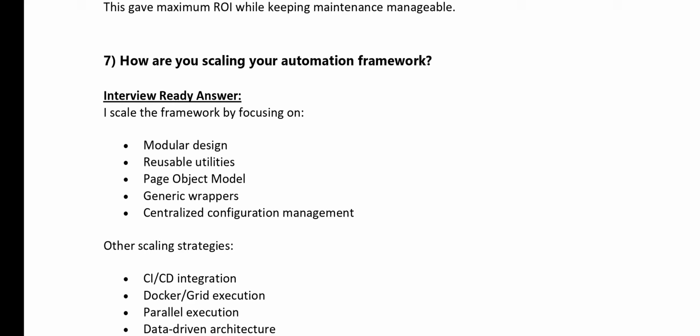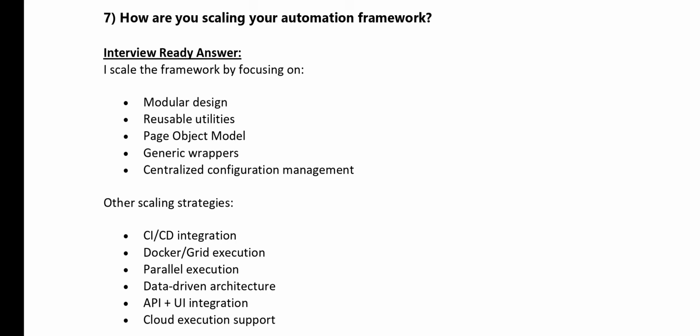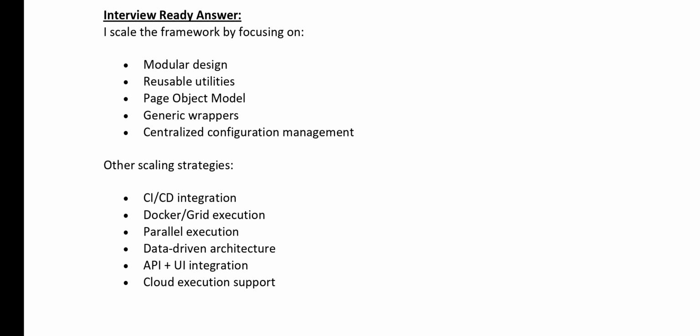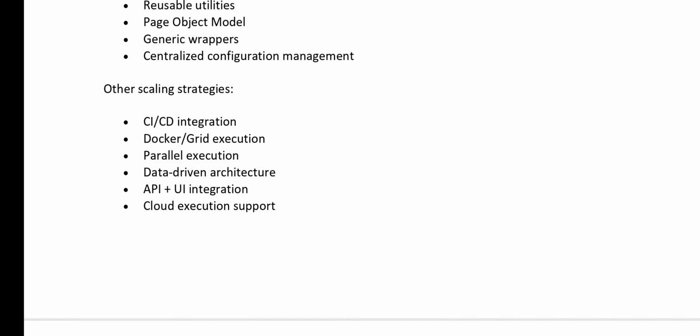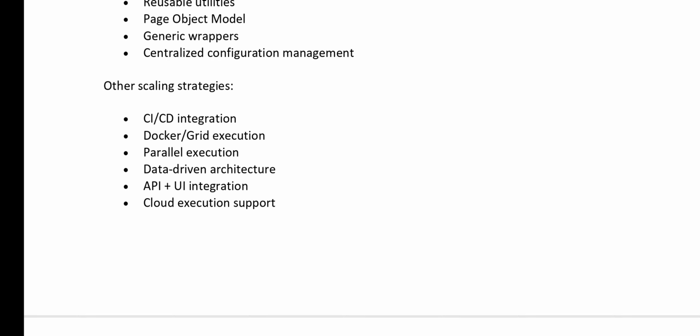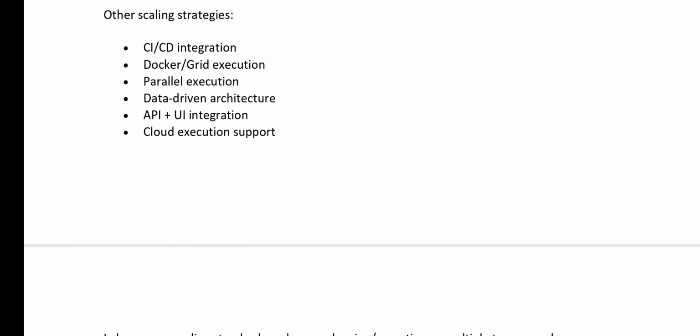The next question goes like, how are you scaling your automation framework? You can tell by focusing on modular design, reusable utilities, page object model, generic wrappers, centralized configuration management. Okay, and also you can give some other scaling strategies like CI/CD integration, parallel execution, Docker or grid execution, data-driven architecture, API and UI integration, and cloud execution support.